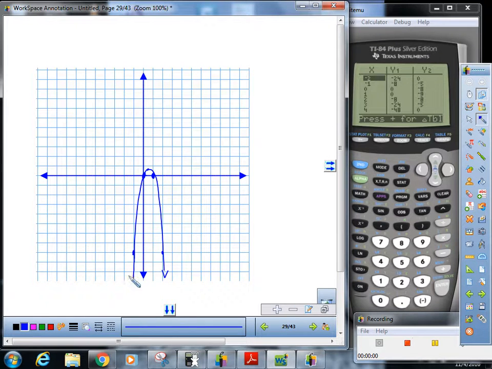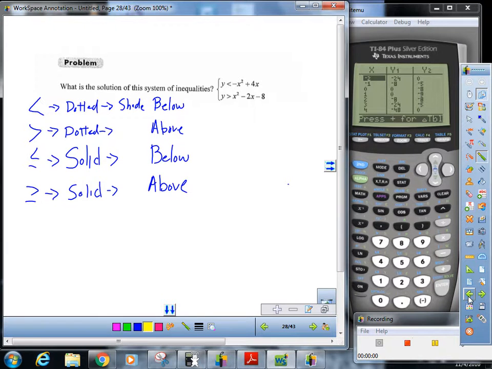Oh, I just messed it up. What did I mess up? It should be dotted. So that's okay. Here you go. All right. So we will shade below that one because in our original equation, if I go back to the screen, it was less than.